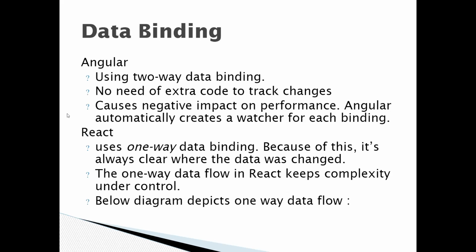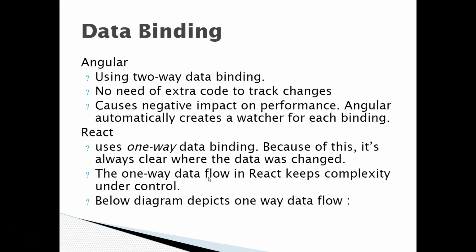Now comes data binding. As we discussed, Angular has two-way data binding, and we don't need to write extra code to track the changes because Angular is a whole framework. It has everything in it, but it creates a negative impact on performance because it's a framework, so it takes time. React has one-way data binding, so whenever data changes, we can easily see that. It really reduces the complexity with respect to data binding.